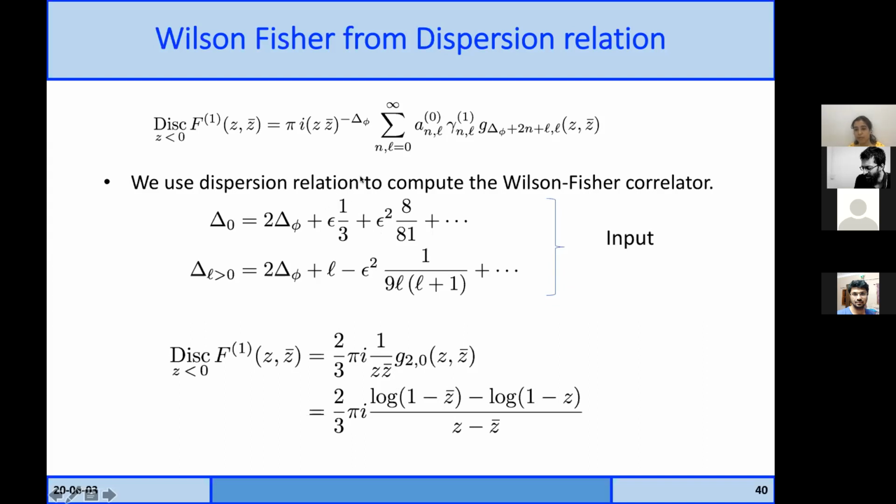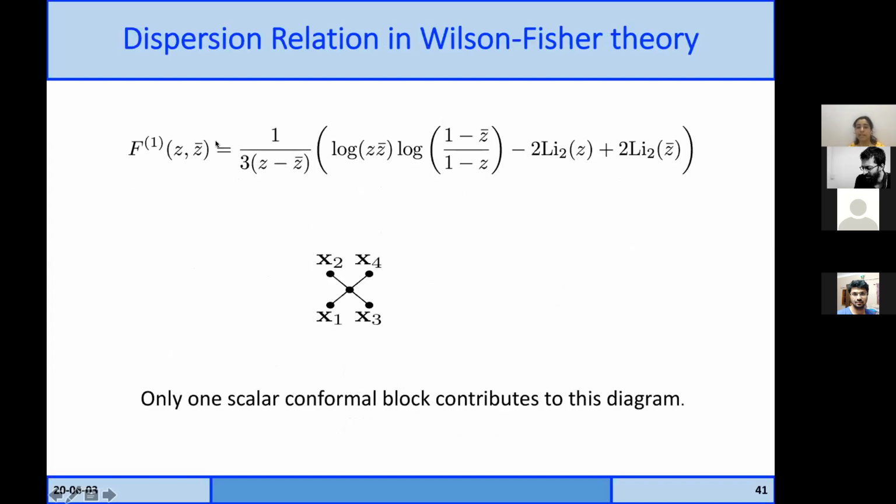So you plug it in this expression. There is no sum over n, and only L equals 0 contributes. And this is how it looks. And from the conformal block, you get this log dependence. You plug it in the dispersion relation and do the integrals, and you end up getting this. So this is how the correlation function at order G can be reproduced. You see that only the delta equals 2 scalar operator contributes to this diagram.